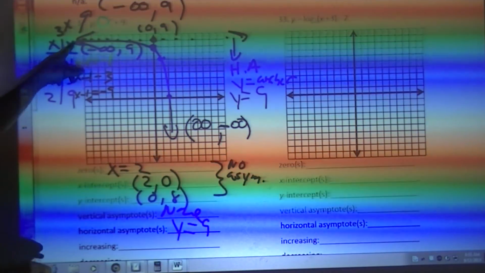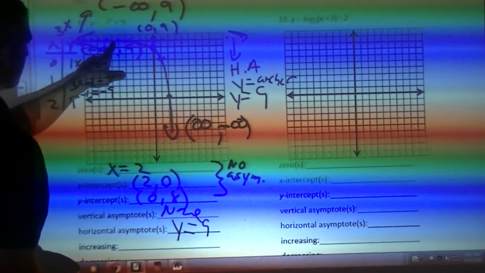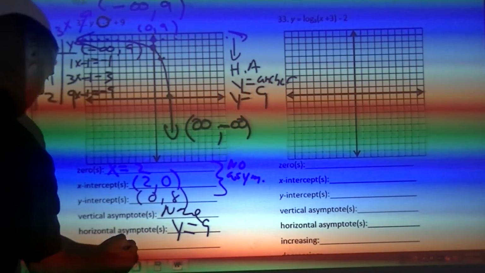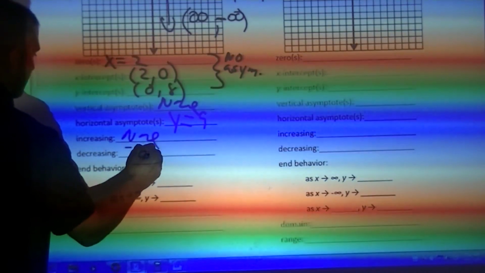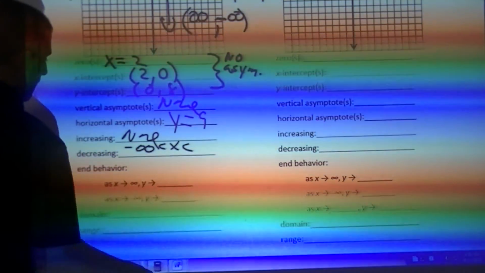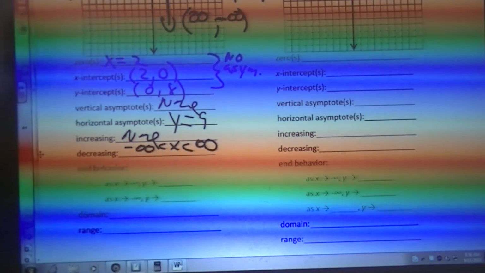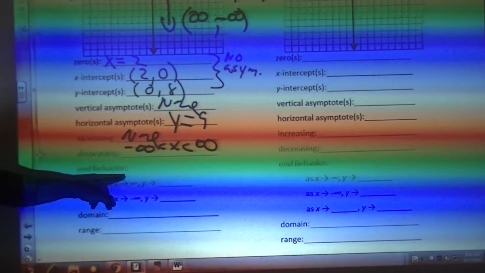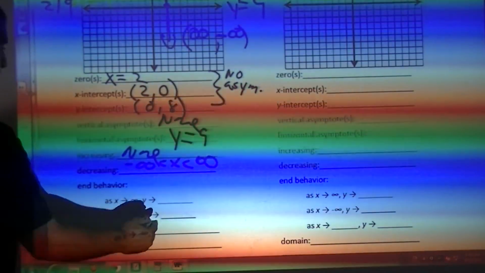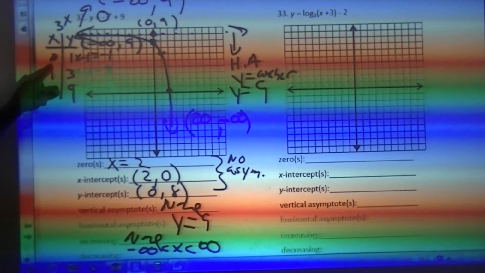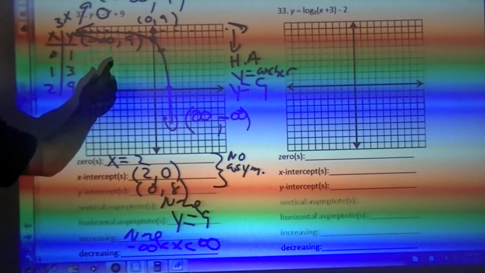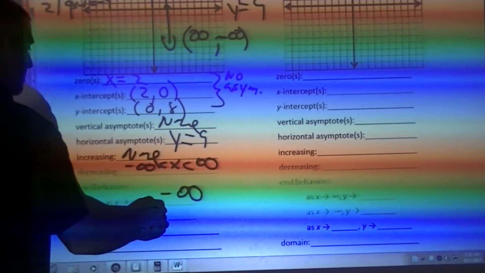So we're going to still start from here. This is decreasing the whole way. So the increasing interval is none. This is decreasing from negative infinity to infinity. And behaviors: as x approaches infinity, y approaches negative infinity. As x approaches negative infinity, y approaches 9, not infinity.